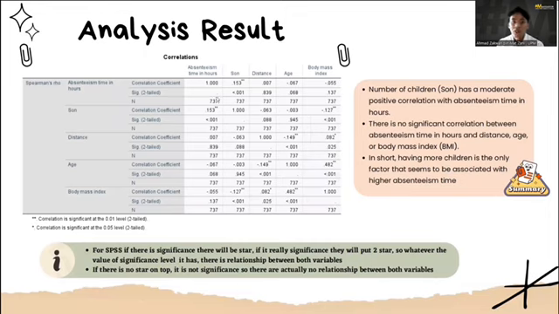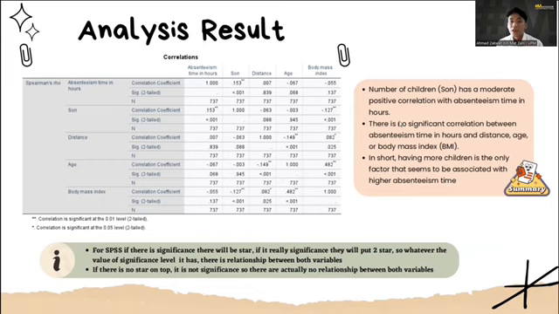we just see here if there is two significant stars, it means the value of significance level for the relationship is very significant. If there is no star, not significant. So the son is the only significant, with two stars. Which means the number of children has a moderate positive correlation with absenteeism time in hours. So son, the number of children, is the only one that is significant with absenteeism time in hours.